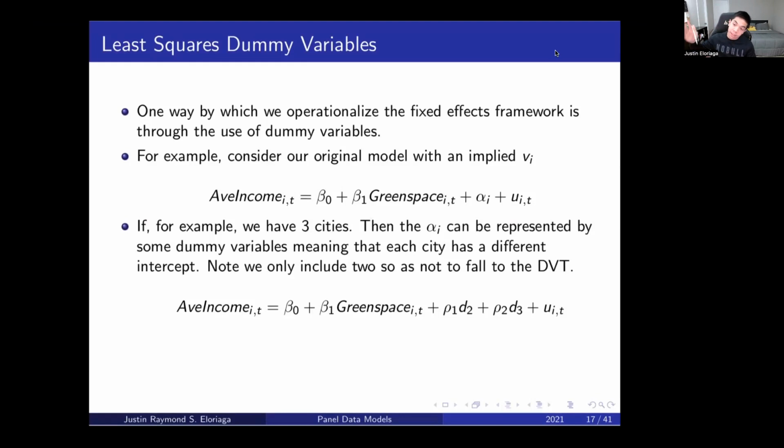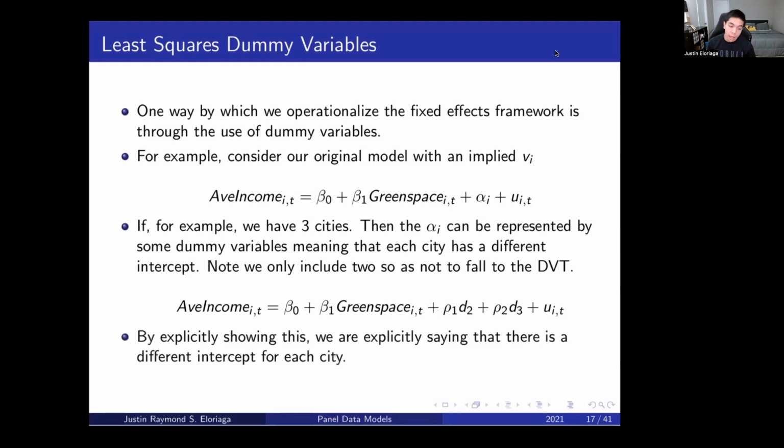Why? We have 3 cities. The base dummy, or a base city, will take the intercept, and then deviations from that intercept will be the contribution of the other cities, right? By explicitly showing this, we are explicitly saying that there is a different intercept for each city. So instead of having that alpha i term there, let me just provide a dummy variable for each city and call it a day. So I don't need to think about the alpha i term.